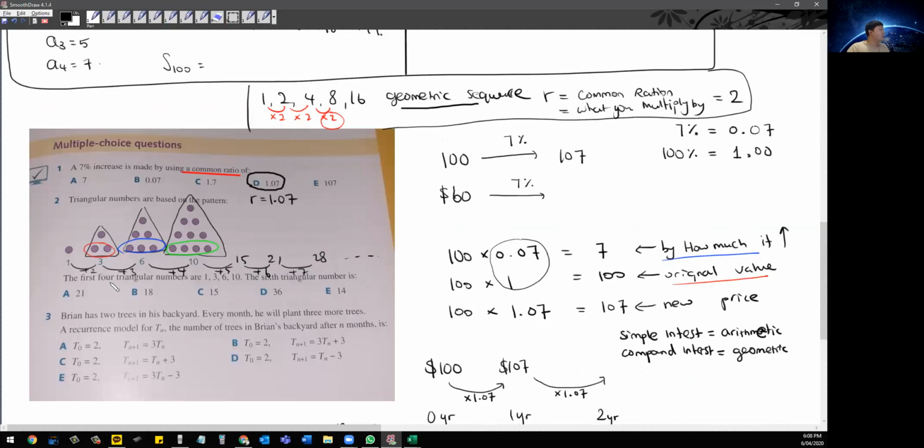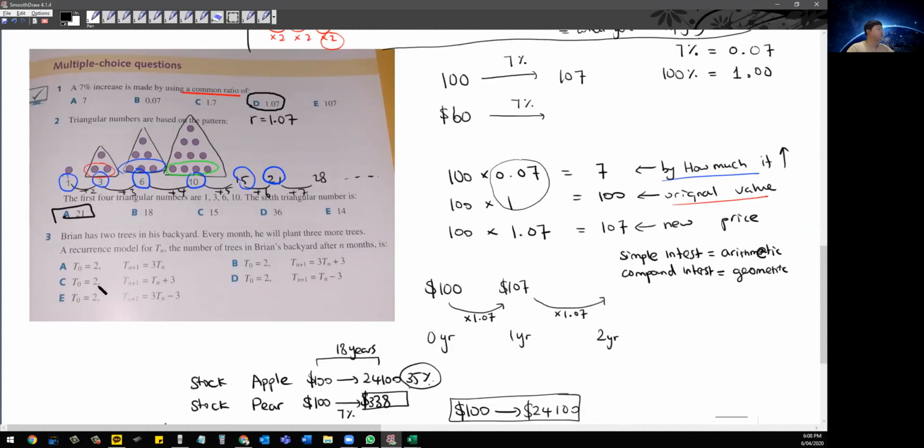Now the first 6 triangular numbers are 1, 3, 6, 10. The 6th triangular number is, well, that's pretty simple. First, second, third, fourth, fifth, sixth, so that's 21. Simple. I'm going to move on to question 3.